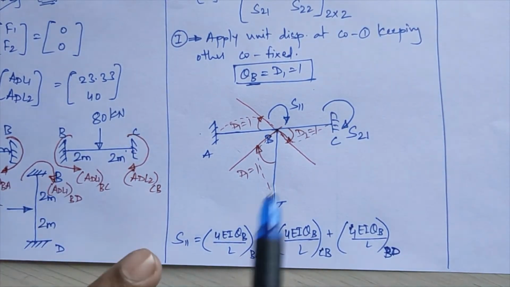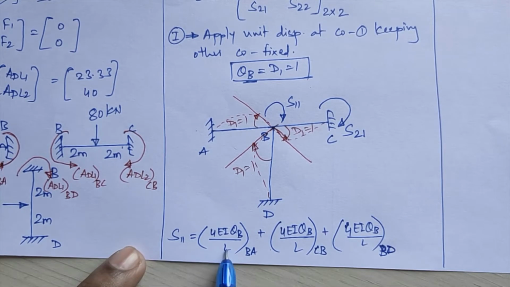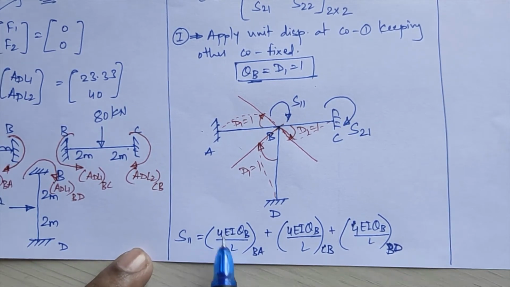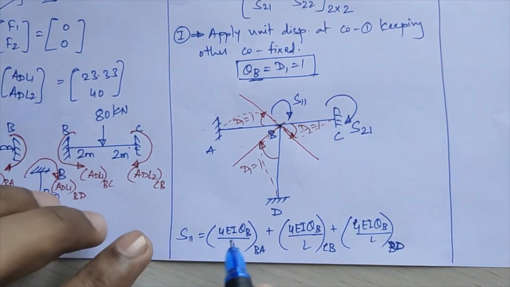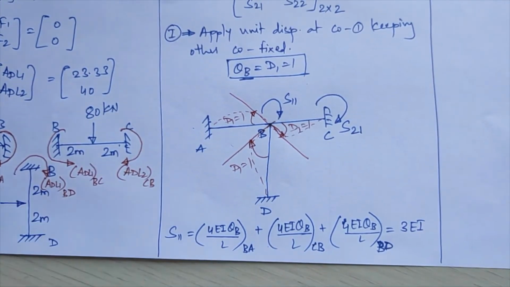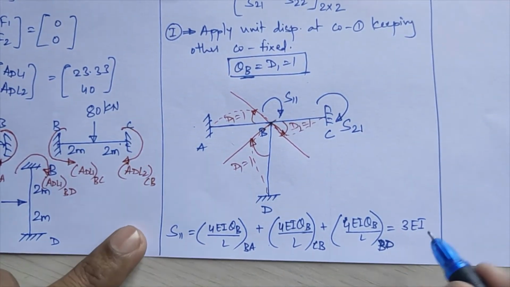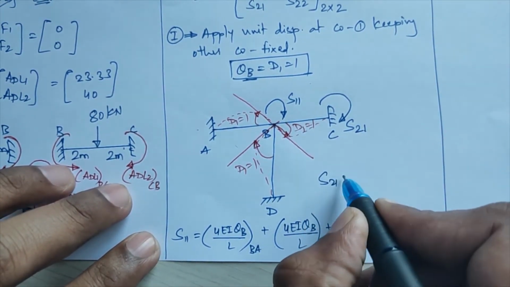Okay, so these 3 members I am having are BA, BC and BD. If you substitute the value theta B is equal to 1 and the length of each member, BA, CB and CD, for BA the length is 4, so this will get as EI. Next for CB the length is again 4, so this will get as 4 by 4, 1 EI, and then the length of BD is also 4, so 4 by 4 you will get equal to 1, so EI plus EI plus EI, this I will get equal to 3 times EI over there, right? So that will be your value of S of 1 1. Next I'll calculate S of 2 1 over there.